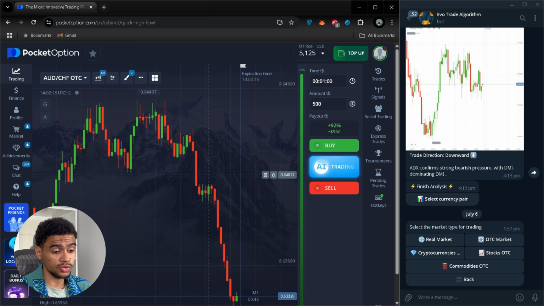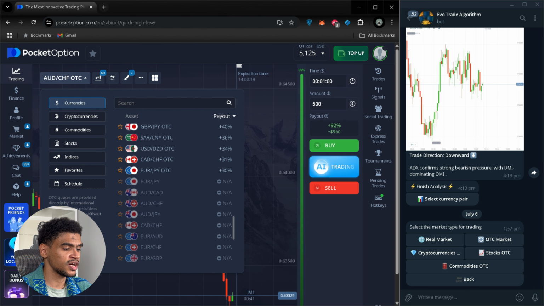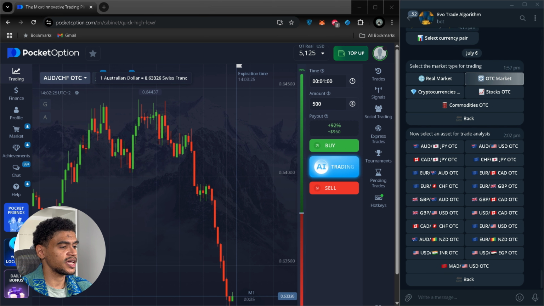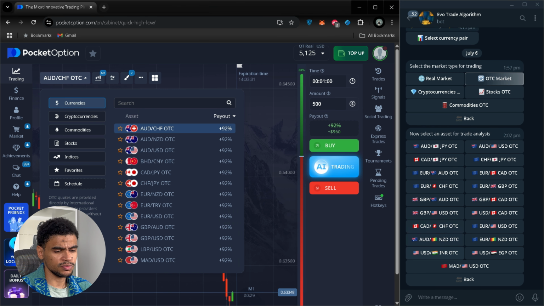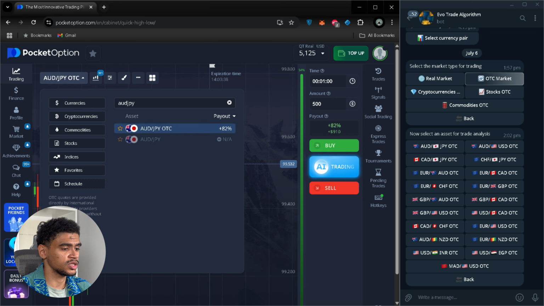Today we're obviously going to be trading on OTC market, because real market is closed on weekends, so we don't have any assets. So we press on OTC market here, and let's see what we can have. Here's the list of assets that we can select from. There's about 25 maybe assets. So let's go ahead and go through each of these to find a good one.